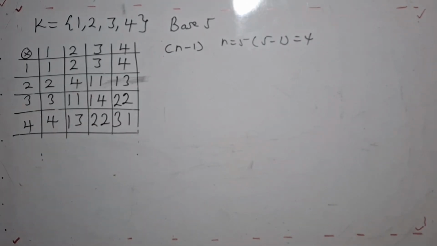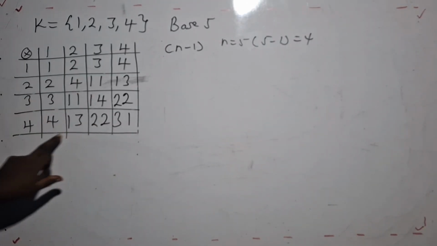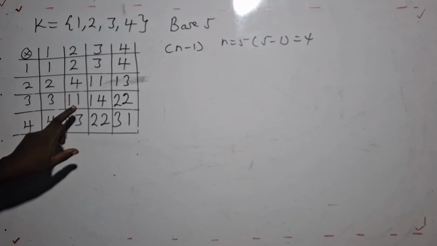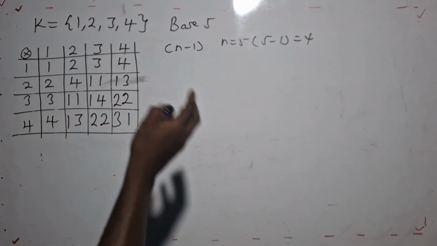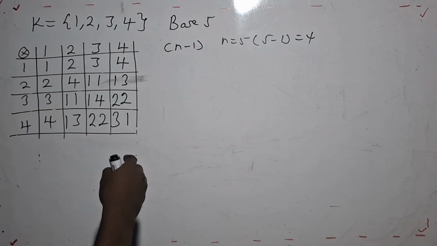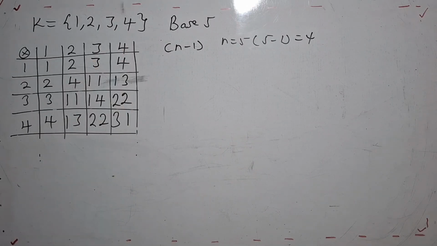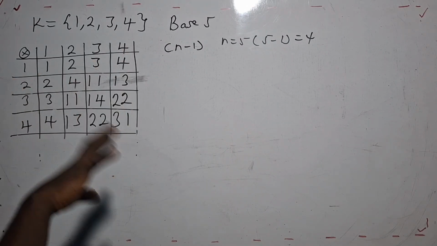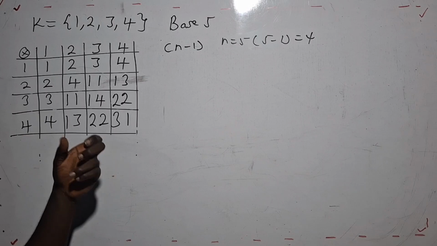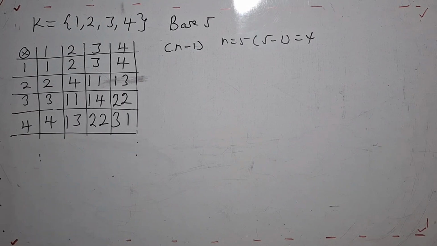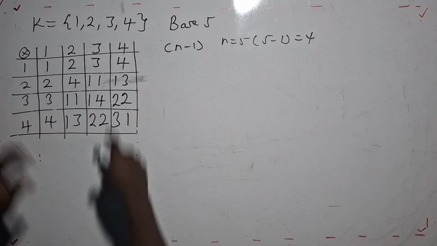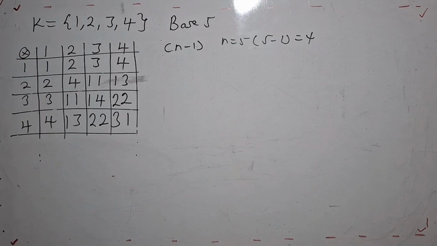4 times 2 is 8. 8 divided by 5 is 1, remainder 3. 4 times 3 is 12. 12 divided by 5 will give you 2, remainder 2. 4 times 4 is 16. 16 divided by 5 will give you 3, because 3 times 5 is 15, remainder 1. So this is how we do the multiplication table given the set 1, 2, 3, 4 in base 5.